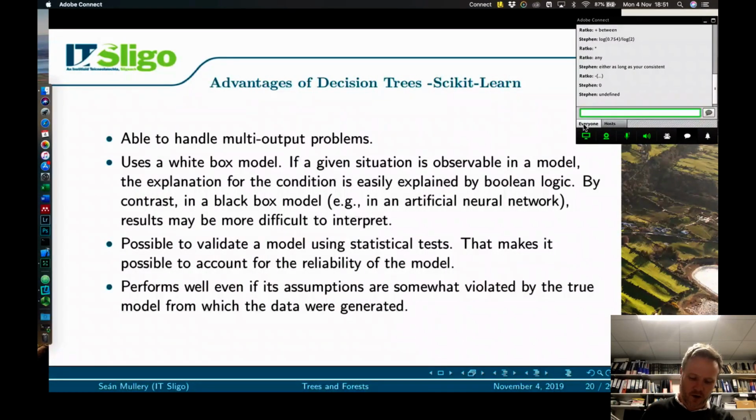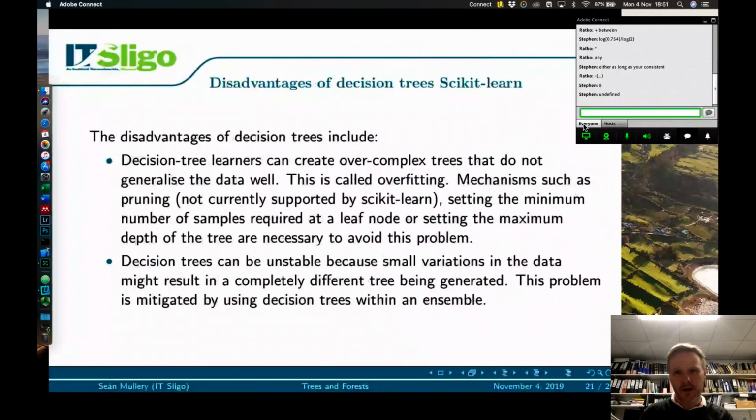It still works quite well despite that. There are lots of disadvantages, though, to decision trees. Decision tree learners can create overly complex trees that do not generalize well, and so the generalization problem is a difficulty. What it does is it tries to get all of the data perfect, and because it's doing that, it overfits to that data. So mechanisms such as pruning, which is, as I say, not currently supported by scikit-learn, or setting the minimum number of samples required at a leaf node, or setting the maximum depth of the tree are necessary to avoid this problem.